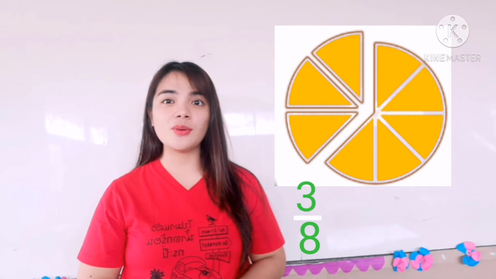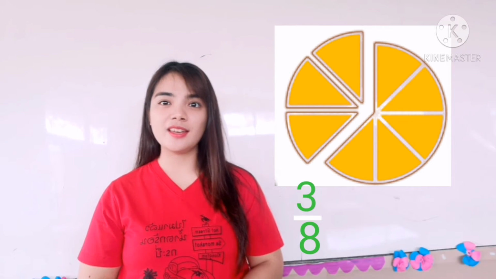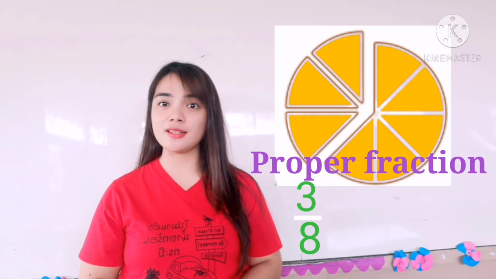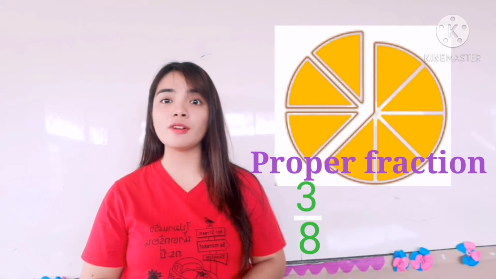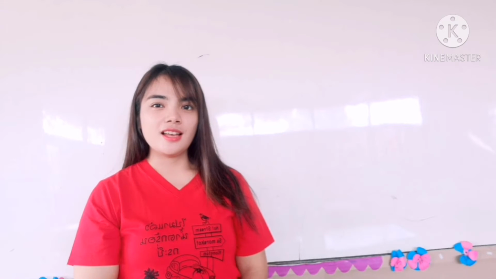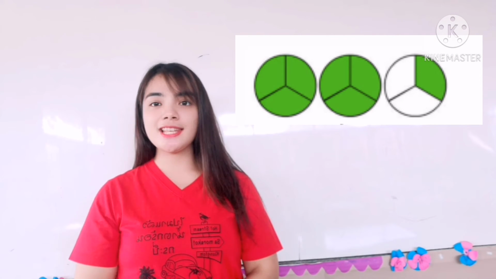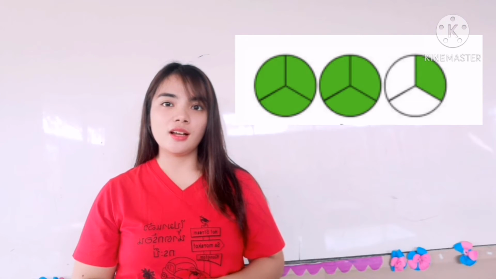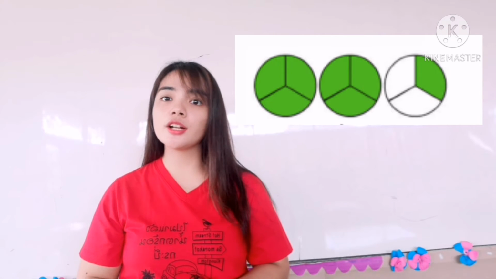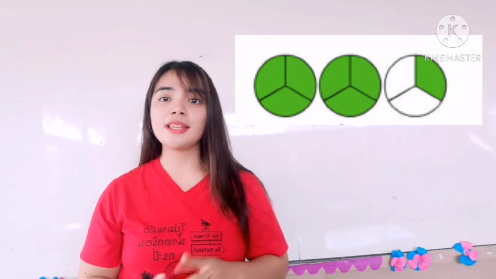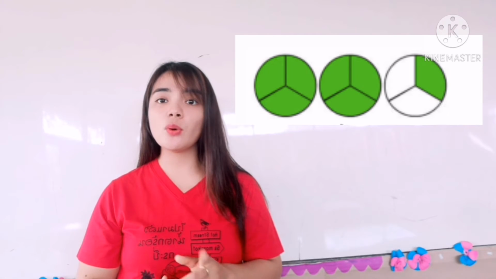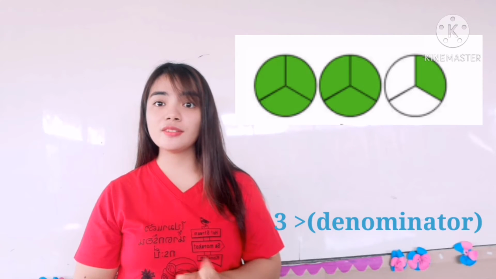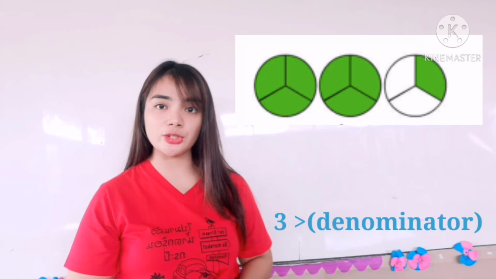So since we have the fraction 3/8, is this a proper fraction? Yes. Why? Because our numerator has a lower value than our denominator. How about this example? You can see here 3 pies. But how many slices are there in one pie? There are 3 slices. 3 represents our denominator.